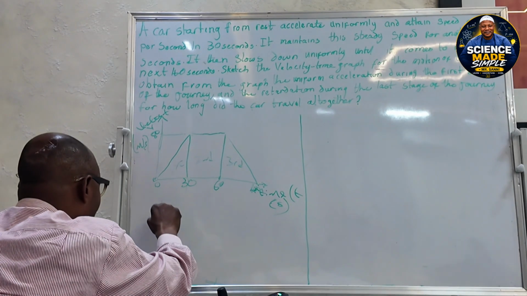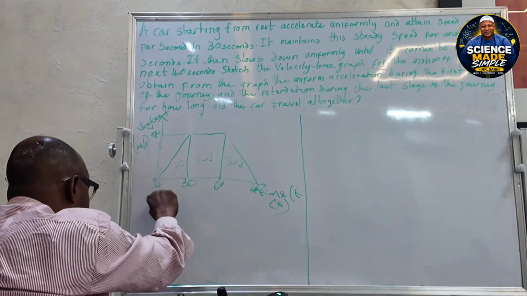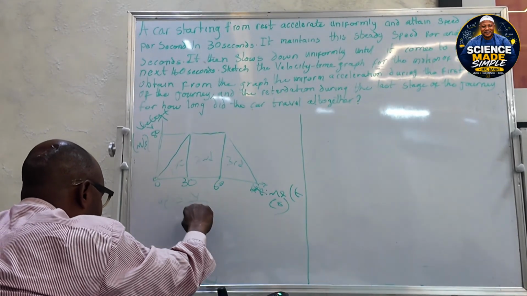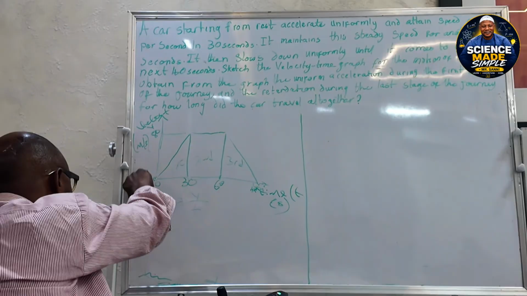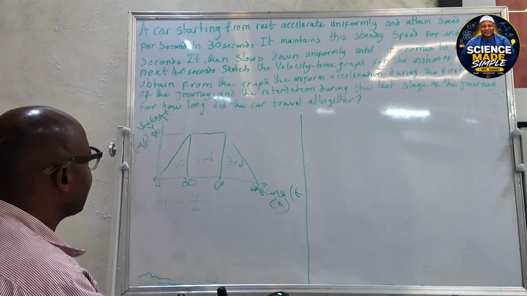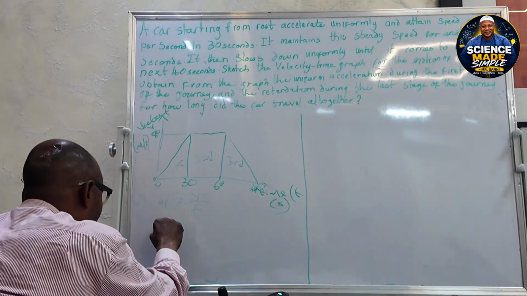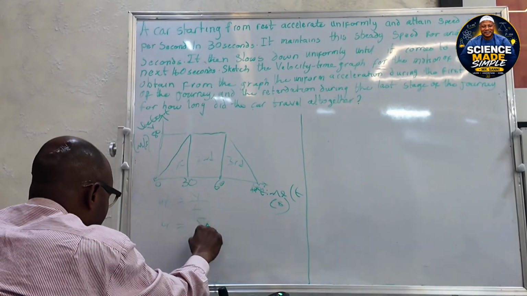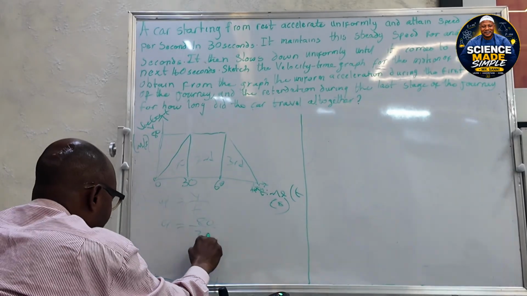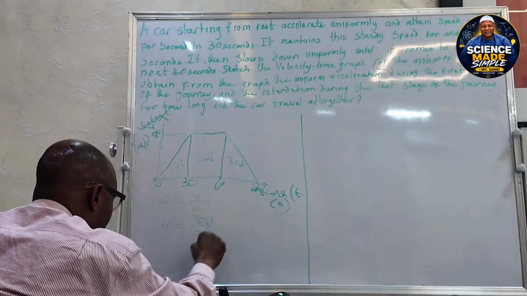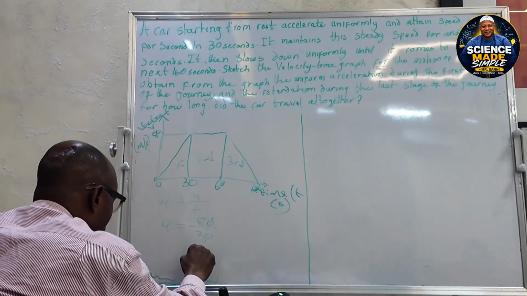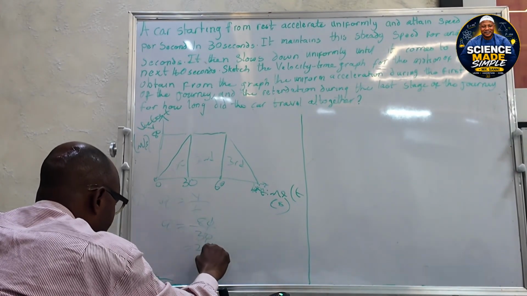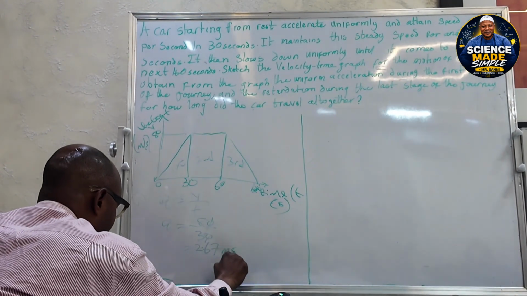So from the first stage now, we have our acceleration equal to velocity over time. Here we have acceleration is equal to velocity 80 over time 30. This will give us 2.67 meters per second squared.